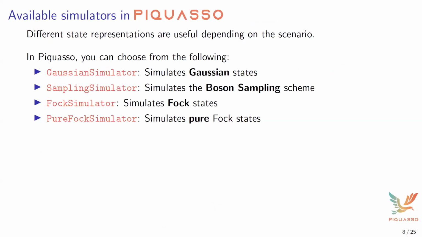There are several simulators available in Piquasso, because if you want to simulate a photonic quantum state, you can choose from different representations, and depending on the scenario, you want to have different states for your simulation. For example, you can choose the Gaussian simulator, which simulates Gaussian states, and the sampling simulator, which simulates the boson sampling scheme. The Fock and the pure Fock simulators simulate more generic quantum states, but these are much harder.